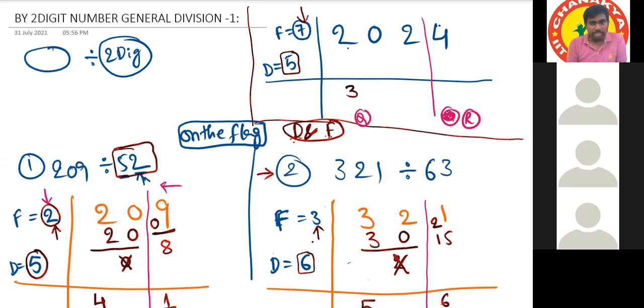So 5 3s are how much? 15. 20 minus 15 is how much? 5. Now the number becomes 52. Yes or no? Yes, sir.